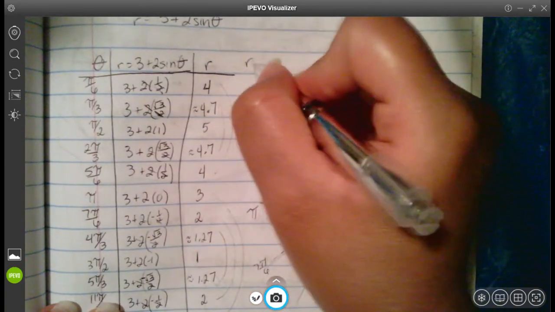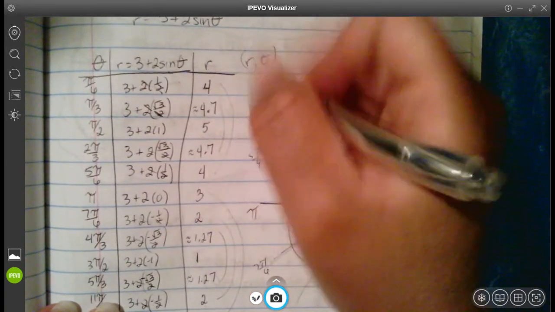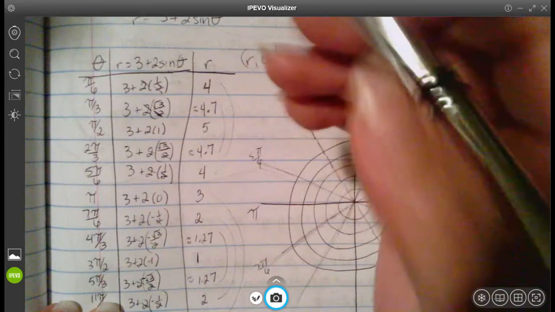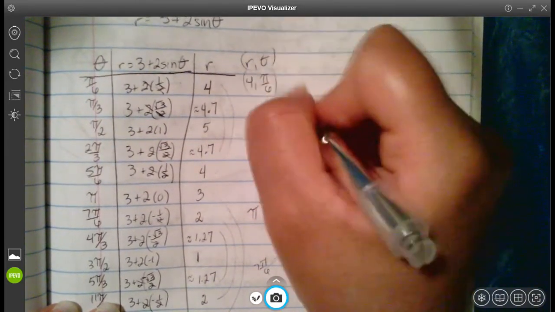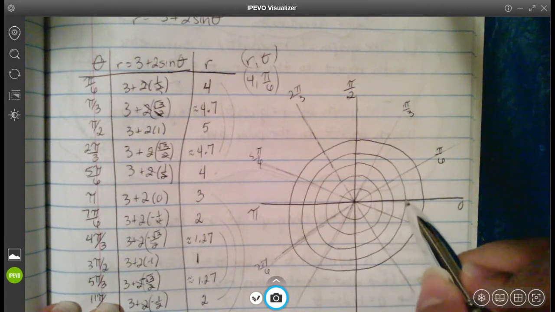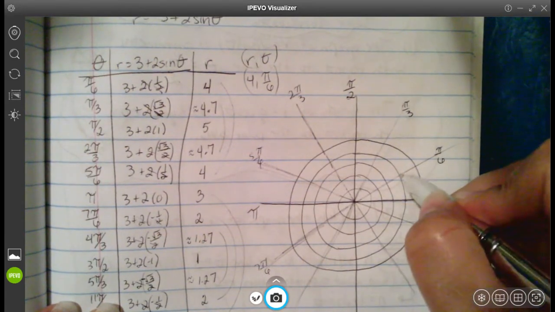So we're thinking r, theta. And I didn't write this part on purpose, but we can do a couple. So we have 4 comma pi over 6. So 1, 2, 3, 4, and then pi over 6 is right here. So there's my first point.